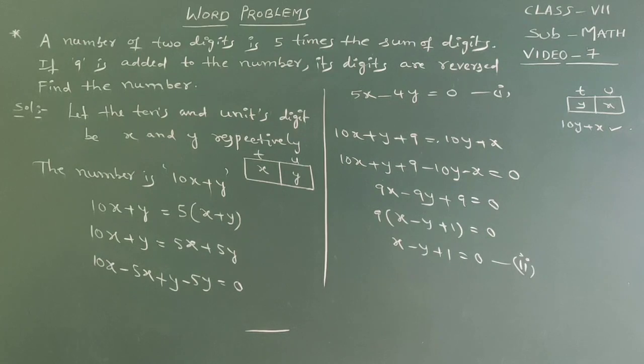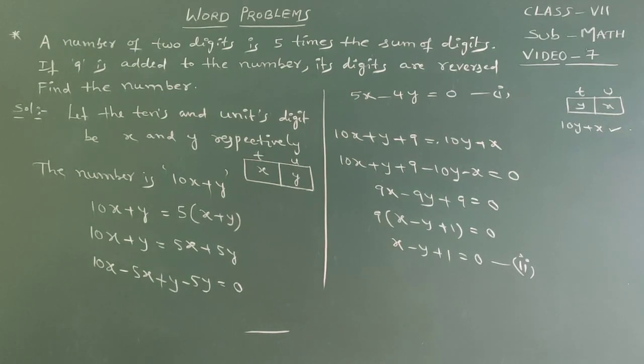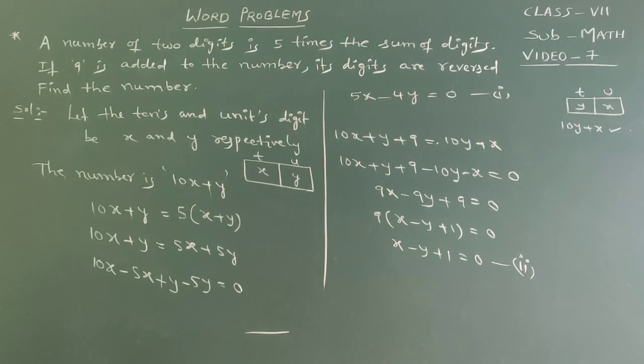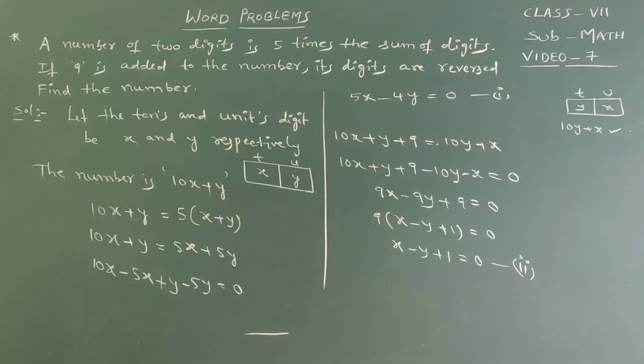Coming to the second statement: if 9 is added to the number 10x plus y, its digits are reversed. That means the units digit becomes the tens digit, and the tens digit becomes the units digit. So after reversing, the number is 10y plus x. Now 10x plus y plus 9 equals 10y plus x. After transferring, we get x minus y plus 1 equals 0. That is the second one.